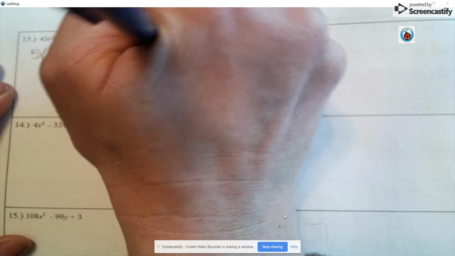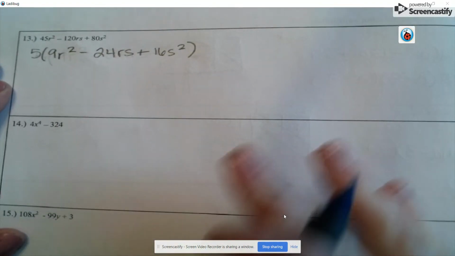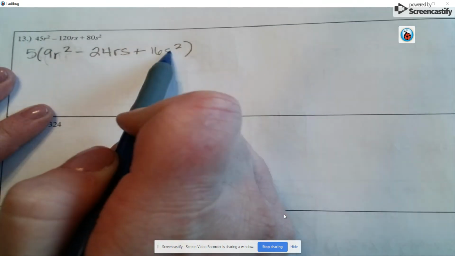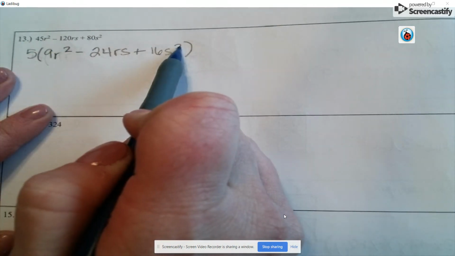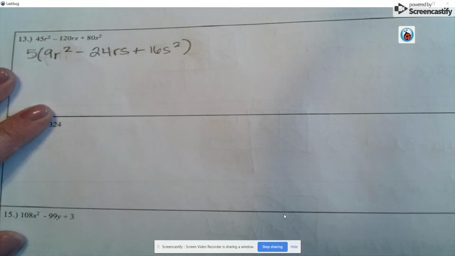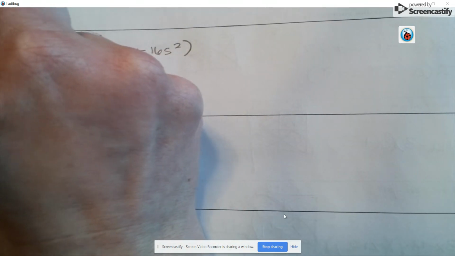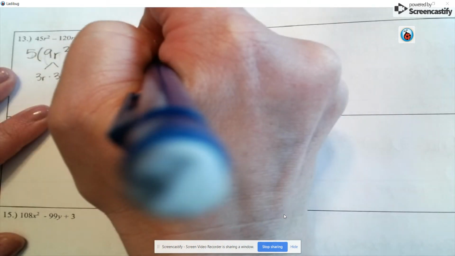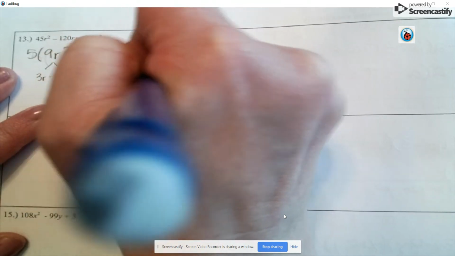plus 16s squared. Okay. I know that my first term and my last term are both perfect squares. So that's when I'm starting to think, could this be a binomial squared problem? To check that, I'm going to break this apart into its roots. So 3r times 3r, and this would be 4s times 4s.